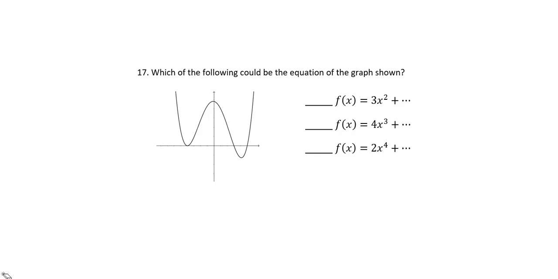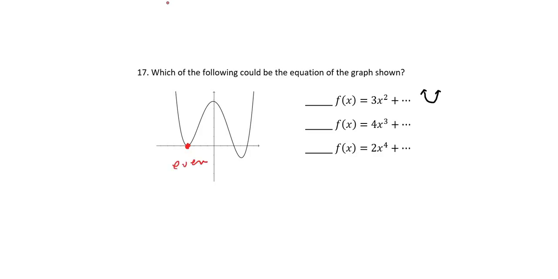Okay, so let's talk about why this first option could not be the correct answer. I know that this is a quadratic, degree 2, so this is a parabola. The leading coefficient is positive, so I know that this is a parabola that opens up. Next, I want to look at the x-intercepts. This x-intercept has a multiplicity that is even.